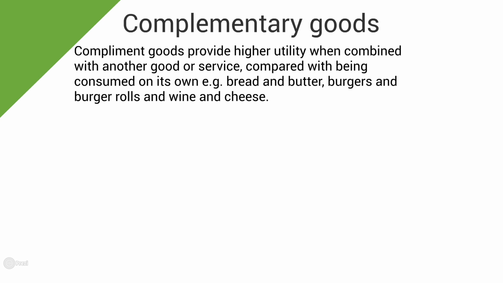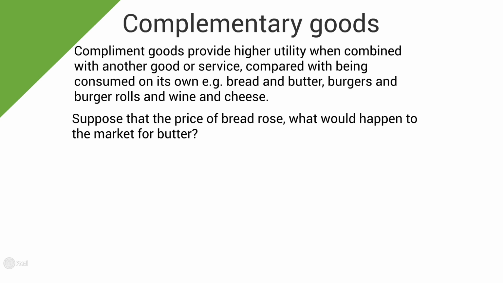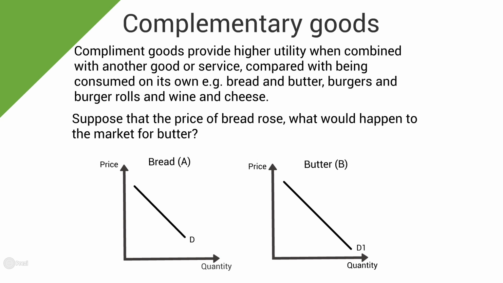We're going to use the example of bread and butter, and we're going to suppose that the price of bread increases, and we're going to see what effect this will have on the demand for butter. So here we have the demand for bread. Initially, the price for bread is at P1, which leads to a quantity of Q1 being demanded. We also have the market for butter. Initially, the price is P1, which leads to a quantity of Q1 being demanded.